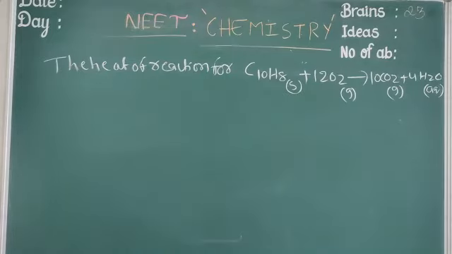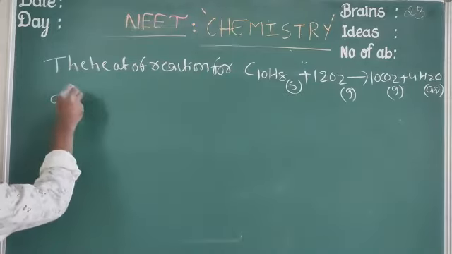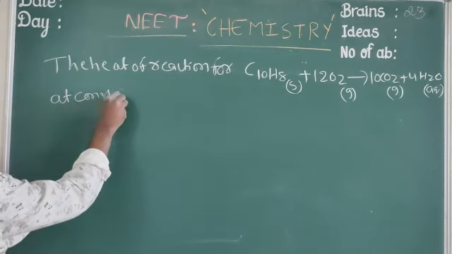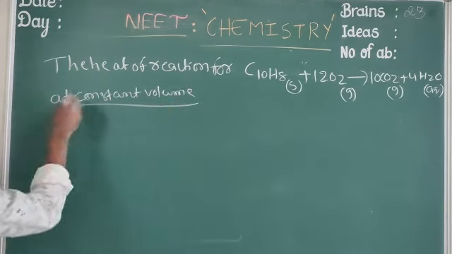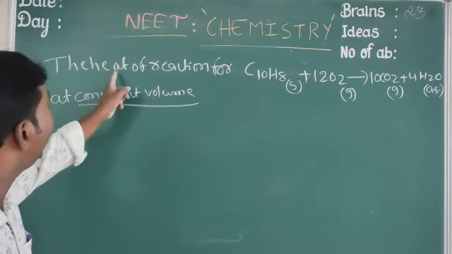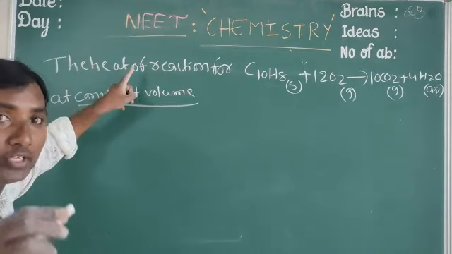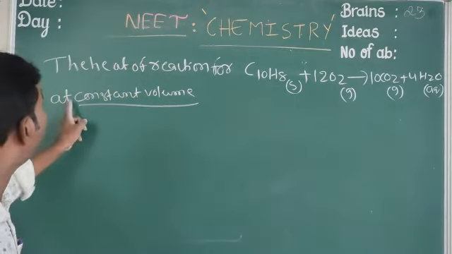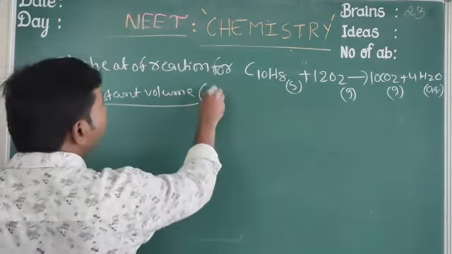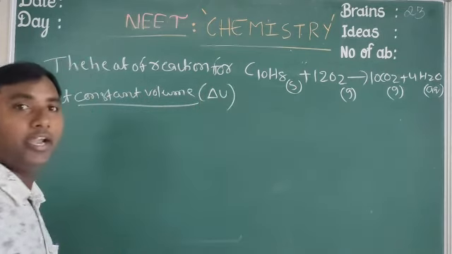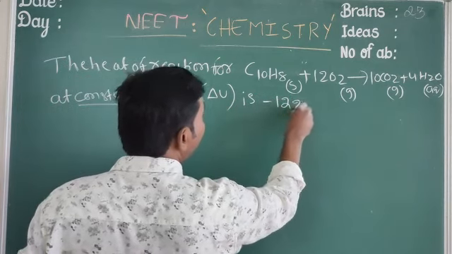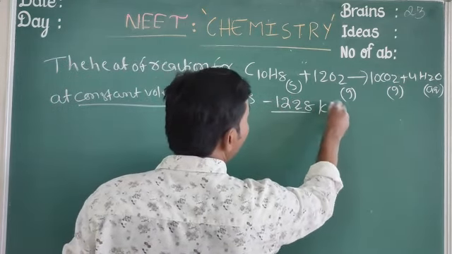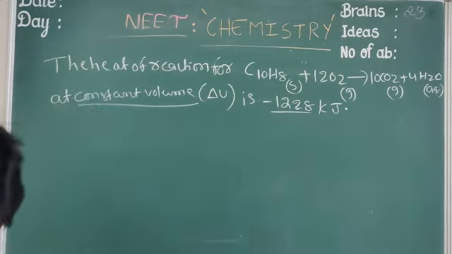H2O at constant volume. At constant volume, the heat of the reaction means heat supply. Heat of reaction at constant volume means internal energy. Change in internal energy is minus 1228 kilojoules.